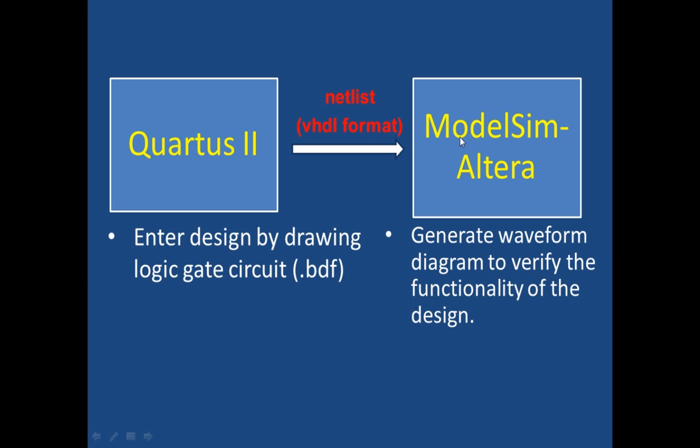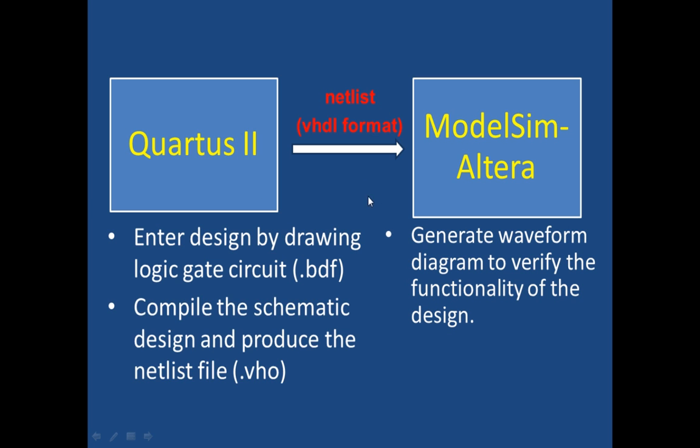Because the input file of the ModelSim Altera simulator requires the file to be in netlist form, we will use Quartus II to perform a second task. The first task is to enter our schematic design. The second task is to compile the schematic design so that we can produce the netlist file. The output netlist file will be in the extension of .vho. VH means VHDL, O is output.